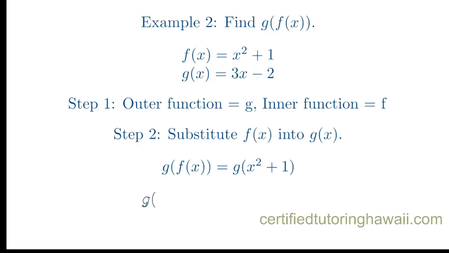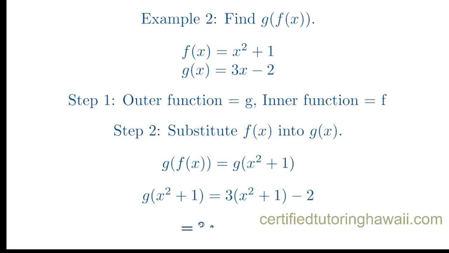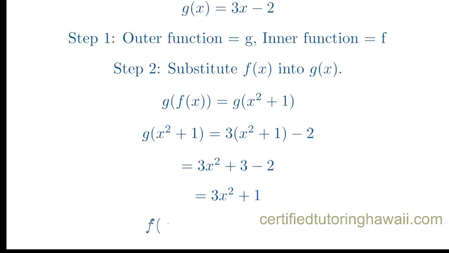The formula for g is 3x minus 2. Replacing the x with x squared plus 1, we get 3 times the quantity x squared plus 1 minus 2. Now we simplify. Distribute the 3: 3x squared plus 3, then subtract 2. The final result is 3x squared plus 1.